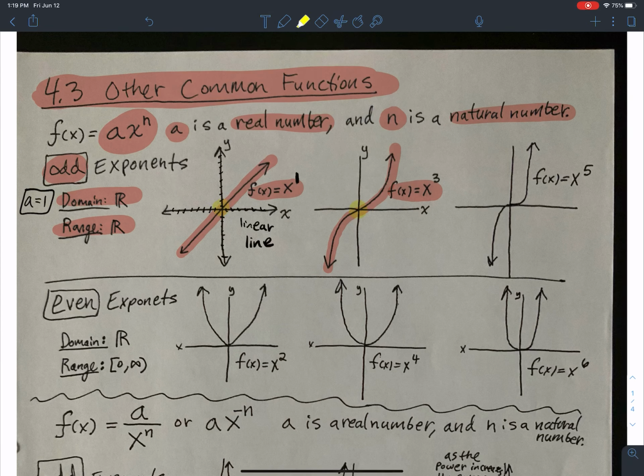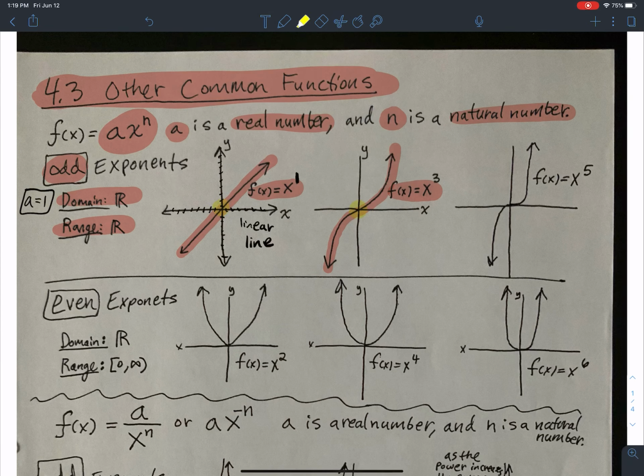Now x squared, we come down, we touch the x-axis, and then we come back up. When I see an even exponent, so squared, to the 4th, to the 6th, and so on, those are even. Even exponents are the same. Even means the same. What does that mean? If one side goes to positive infinity, the other goes to positive infinity. Positive infinity here means positive infinity there.